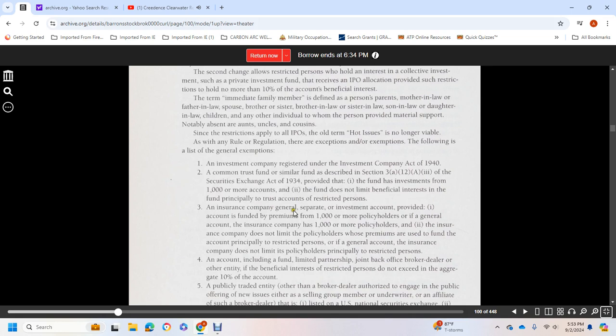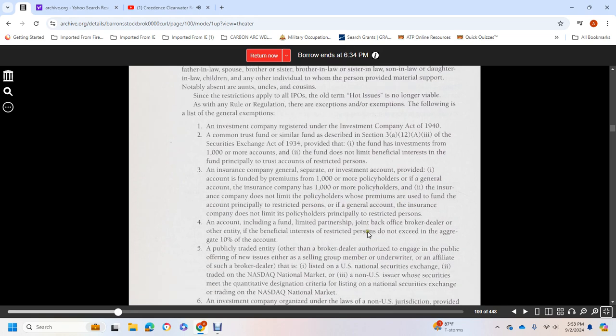Three: an insurance company general, separate, or investment account, provided that the account is funded by premiums from 1,000 or more policyholders, or, if a general account, the insurance company has 1,000 or more policyholders, and the insurance company does not limit the policyholders whose premiums are used to fund the account's principal to restricted persons. A general account of the insurance company also does not limit the policyholder principal to restricted persons.